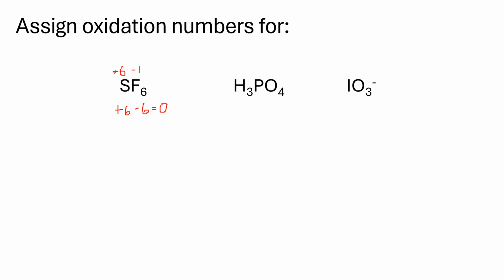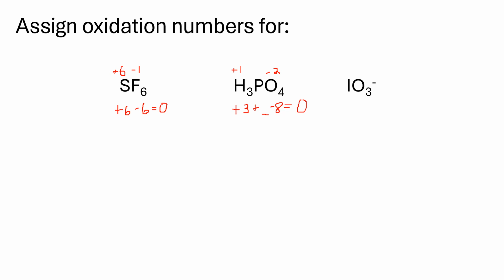Fluorine is always going to be -1, like we just said in our rules. Because there are 6 of them, that would give you a total negative oxidation number of -6. Because it's a molecule with no charge, we know it has to add up to 0, which means that sulfur would have to be +6. Since there's only one sulfur, its oxidation number is +6. It's pretty much just like figuring out charges for ions when we learned how to write ionic formulas a long time ago. All right, let's go ahead and try it for H3PO4 as well as IO3-. Go ahead and pause and try those.